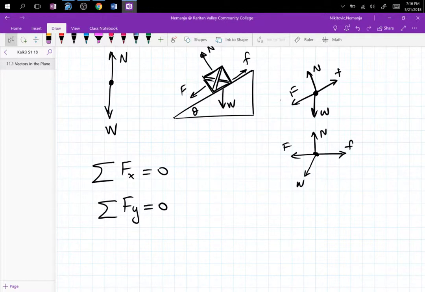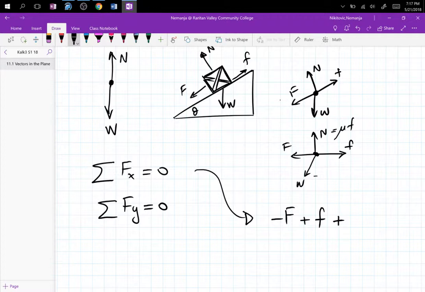So now what I want to do here is understand that my normal force is going to be some coefficient of friction, mu, times the friction F. And then we have the force down the incline. So for the x component, I can say I have negative F plus lowercase f plus the component which will actually be minus Wx equal to 0.